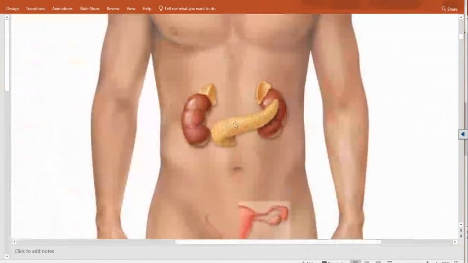What gland is that? It's the pancreas. What disease have you heard of that causes people to have high blood sugar? Good.